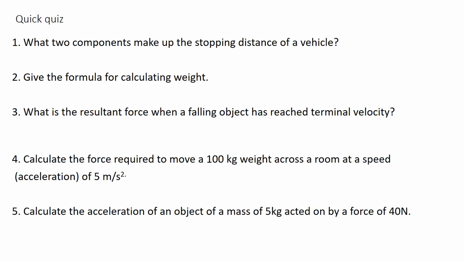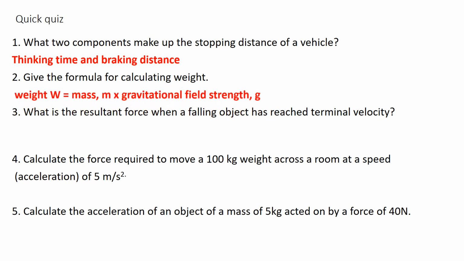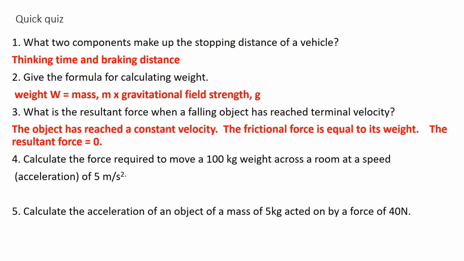So, quick quiz, 1 to 5 in your margin, and you're going to just pause the slide now and answer the following questions. The two components that make up stopping distance are thinking time and braking distance. Given the formula for calculating weight, weight equals mass times gravitational strength. What is the resultant force when the object has reached constant velocity and the frictional force is equal to its weight? The resultant force is equal to 0.